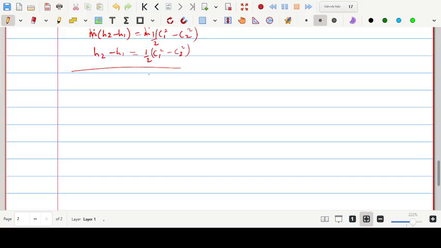If they also say that C1 equals C2 or both are negligible, then it simply means that H2 is approximately equal to H1. They cannot be exactly the same, but approximately the same thing. So that's the condition for the throttle device.